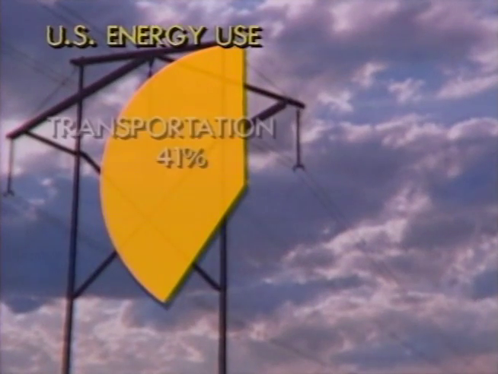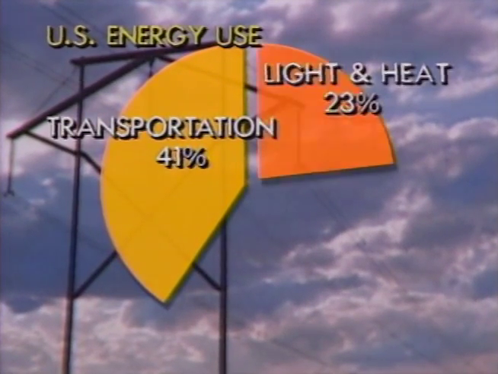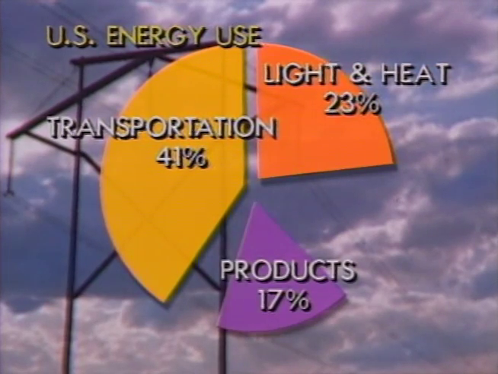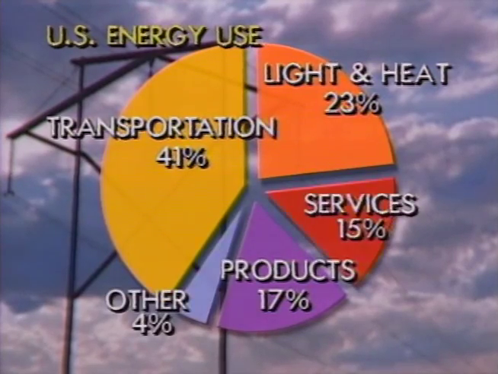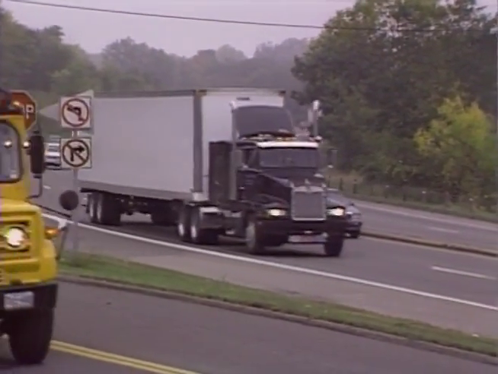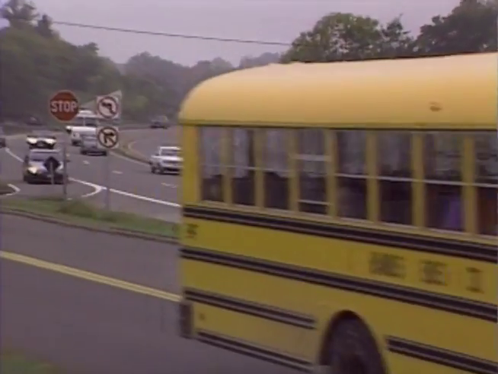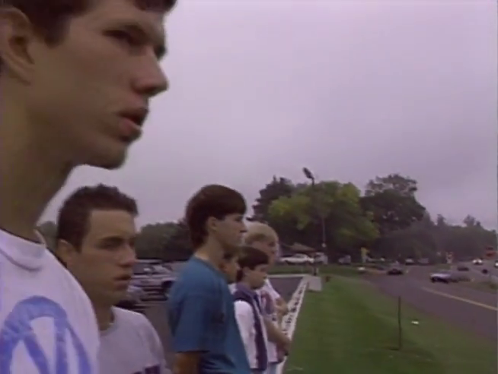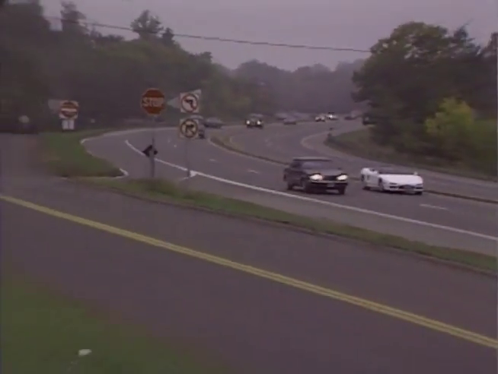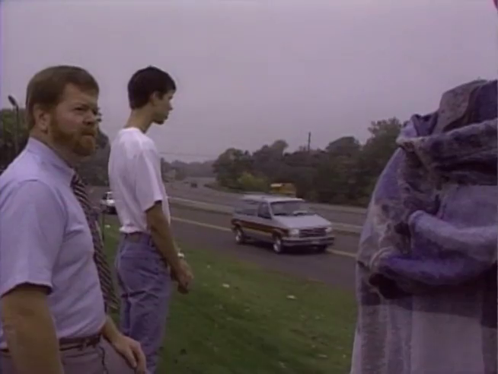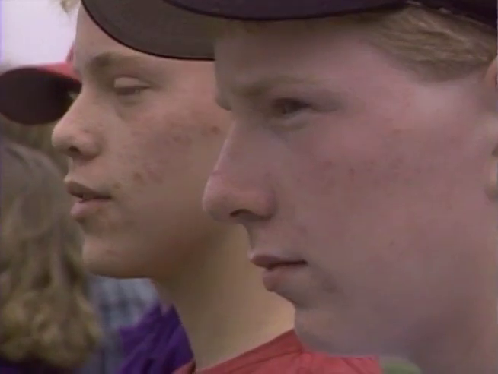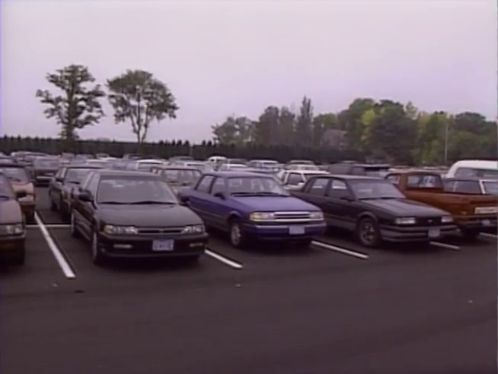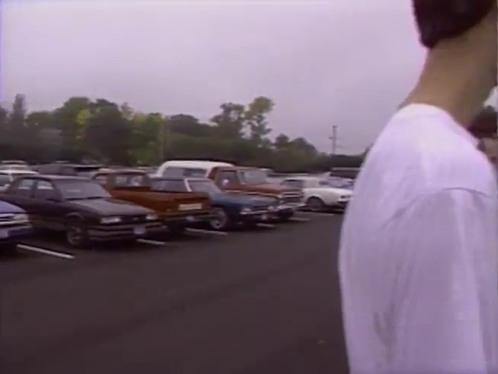Most of it goes to transportation, 41%. We use another 23% to light and heat our homes, 17% for the products we buy, and 15% for services. Count the number of cars, and that includes the service road, both the east and westbound lanes of Highway 7. Start. Our nation's energy budget is out of balance.